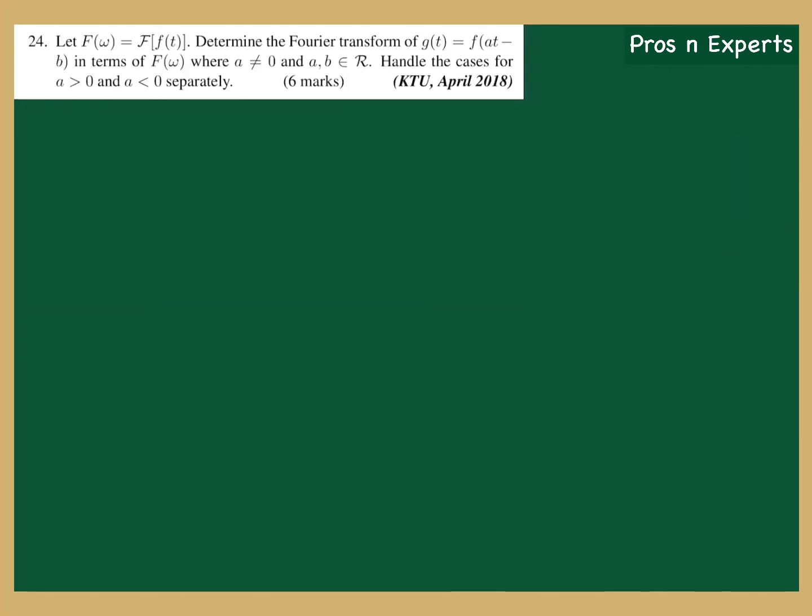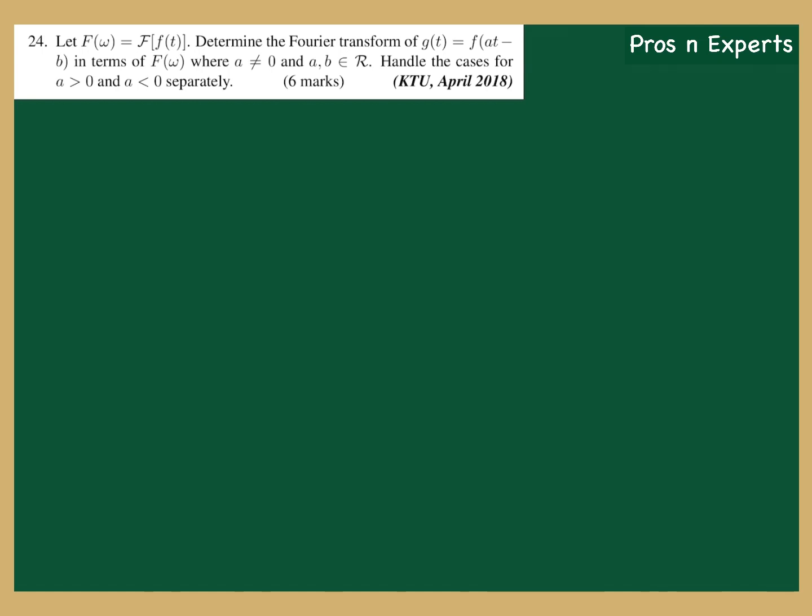Okay, we will concentrate on the next question. This is a very good question. Let F of omega equal to F of t, that means Fourier transform of f of t. Determine the Fourier transform of g of t equal to f of at minus b in terms of F of omega. G of omega should be found out in terms of F of omega, where a not equal to 0 and a, b are real constants. And handle the cases for a greater than 0 and a less than 0 separately.